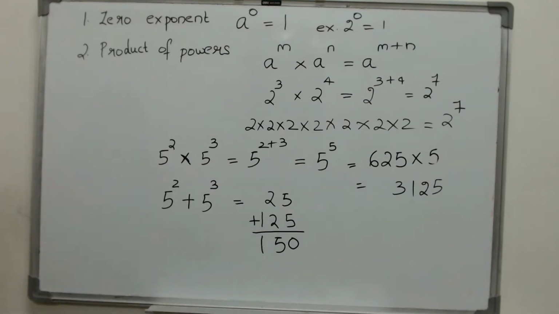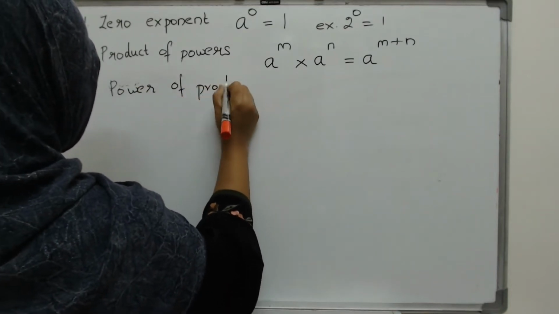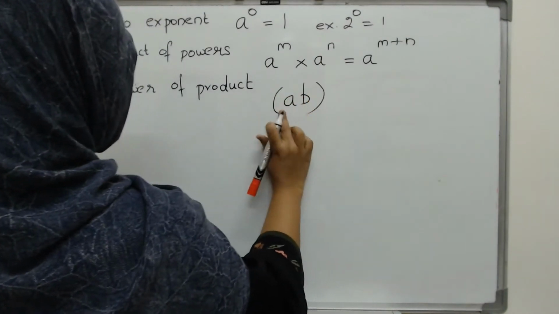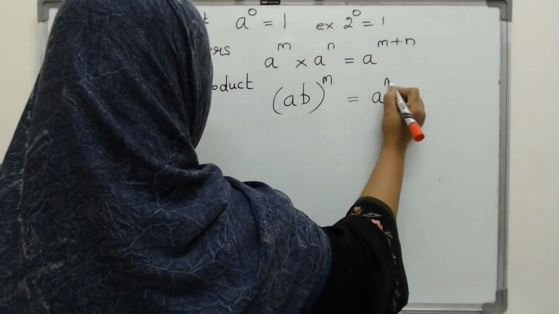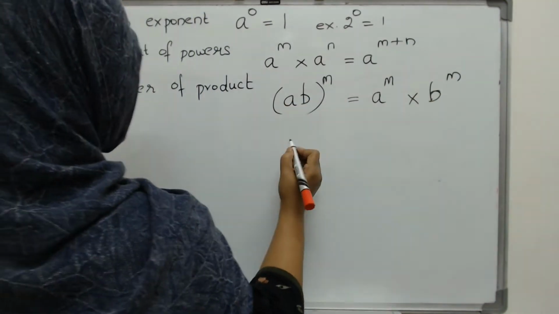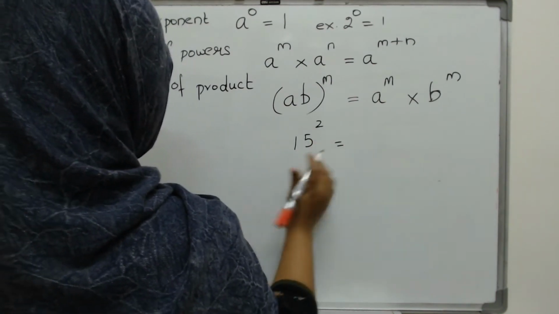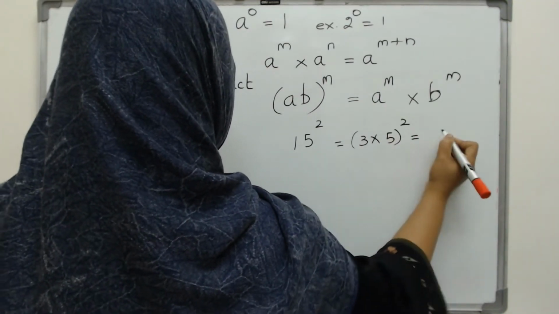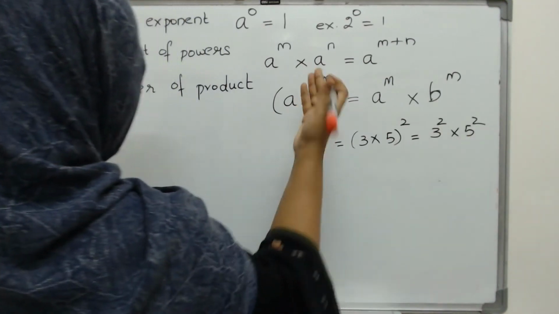And now we come to the third rule, the power of product rule. If we have ab, a number which can be expressed as the product of two numbers, this raised to m is the same as a raised to m into b raised to m. Now, what does that mean? Suppose you have 15 square. But what is 15? 15 is 3 into 5. That means this is the same as 3 square into 5 square. That is what this law states.